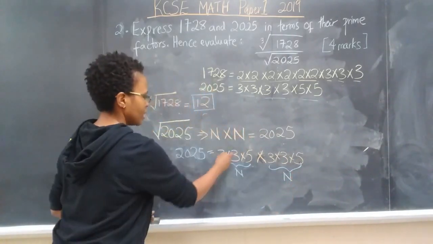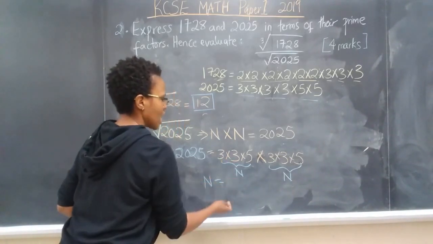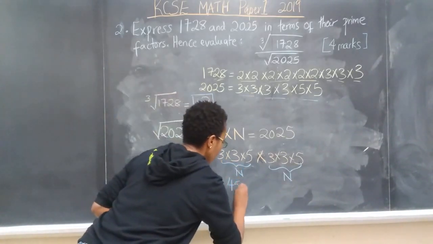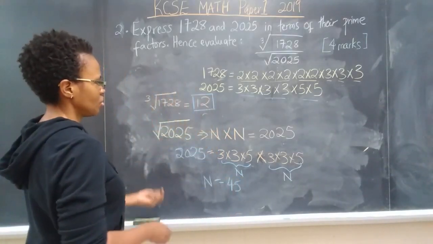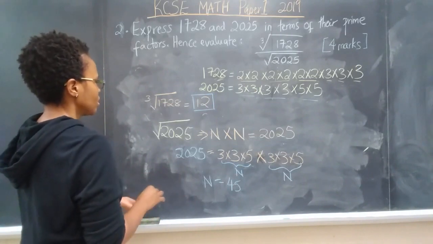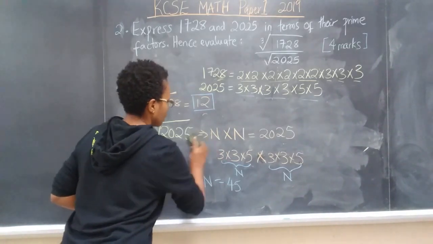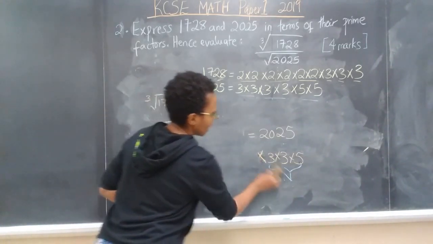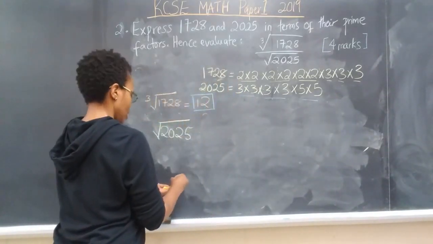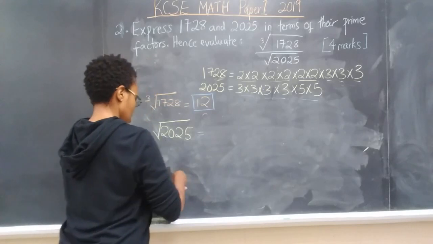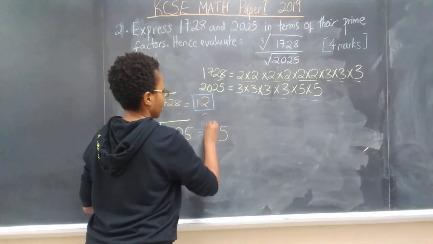So what is n then, which is what we're trying to find? 3 times 3 is 9, 9 times 5 is 45. So we have solved for the square root of 2025, which is 45. I can erase all of this over here. Make sure you take a note of that. The square root of 2025 is 45. So we solved for that.